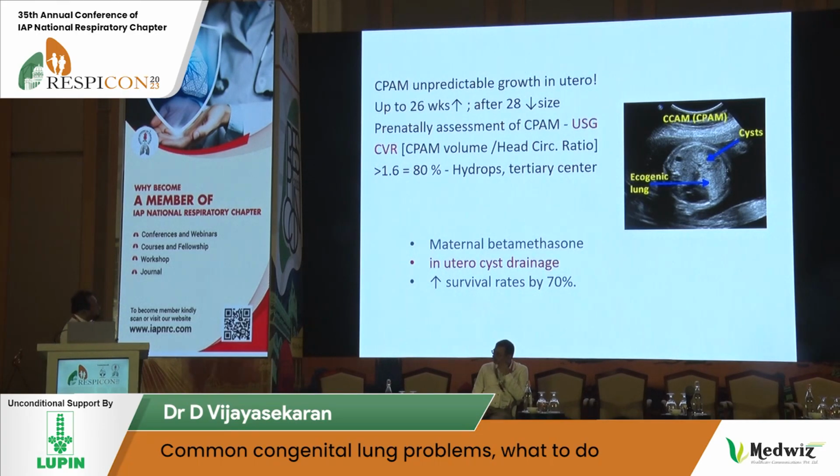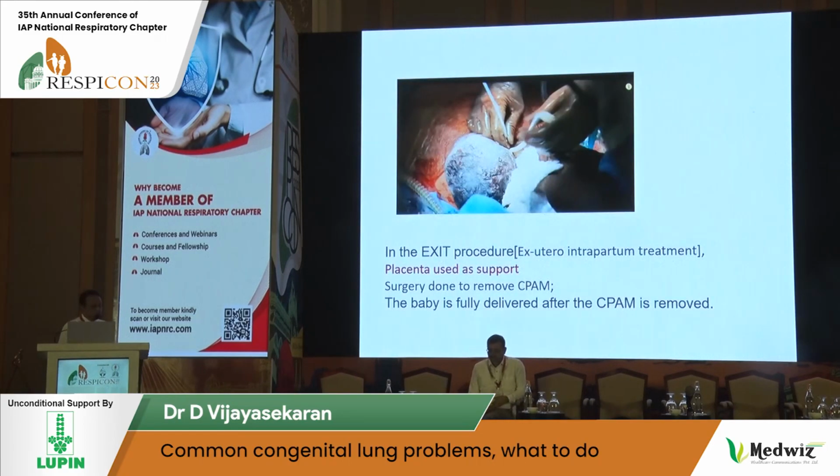And nowadays, what they say, the CVR ratio is very important. If the CVR ratio is more than 1.6, these children should be referred to a tertiary hospital. And nowadays, in the Western world, they even do the EXIT procedure. You all know that EXIT procedure. Actually, the placenta is used as a support. They take the baby out, drain the CPAM, put the baby back, and we have a normal delivery. This is also possible. I think some of our places also do like that.